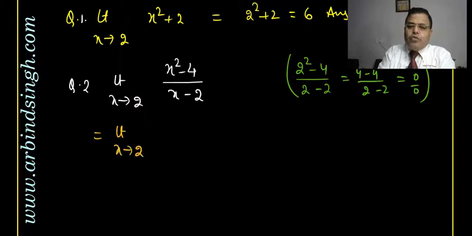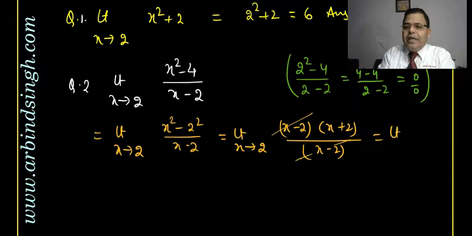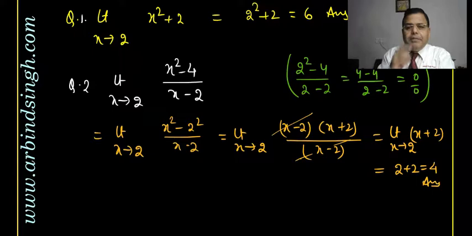Limit x tends to 2. I can write this as (x square minus 2 square) upon (x minus 2). That can be written as limit x tends to 2, and since a square minus b square is (a minus b) into (a plus b), it is (x minus 2)(x plus 2) divided by (x minus 2). Now x minus 2 and x minus 2 cancel out, and what is left is limit x tends to 2 of x plus 2. Now the form is removed. If I put x equal to 2 here, there is no problem at all. So 2 plus 2 is 4, and that will be the answer of this question.